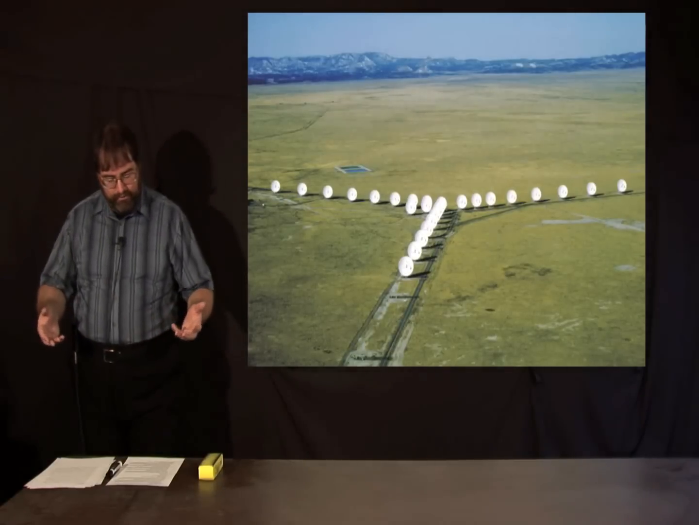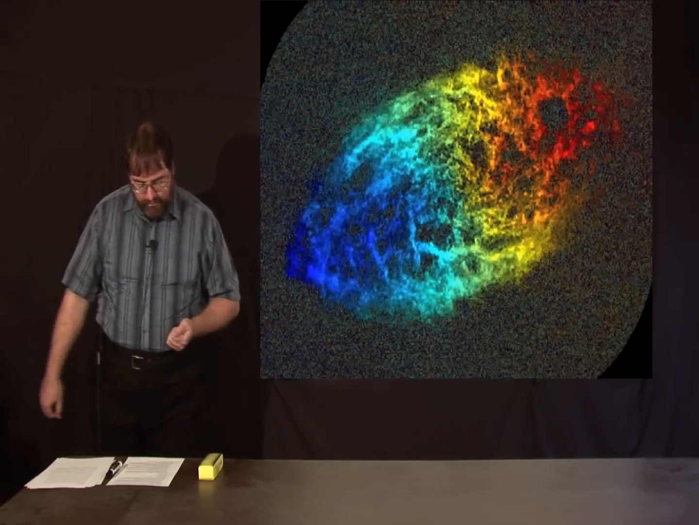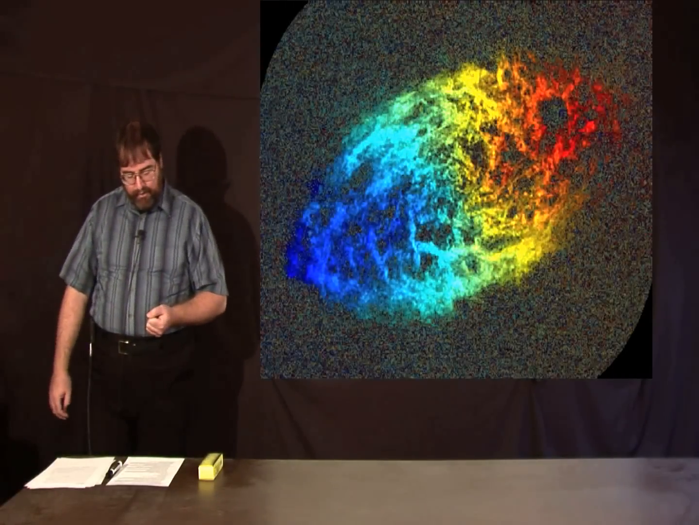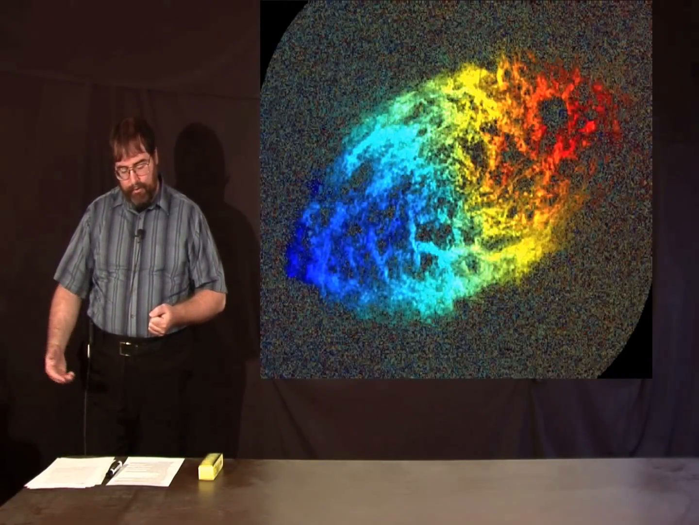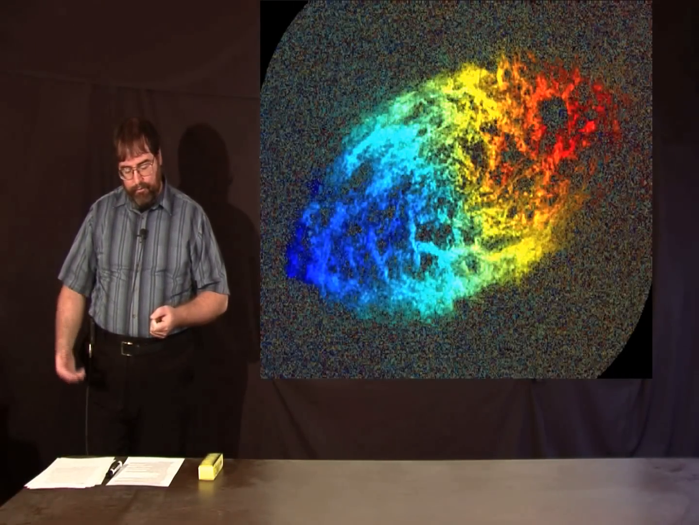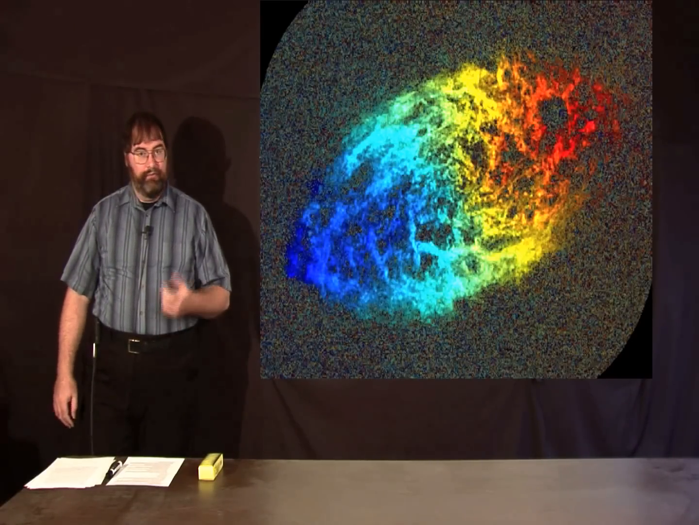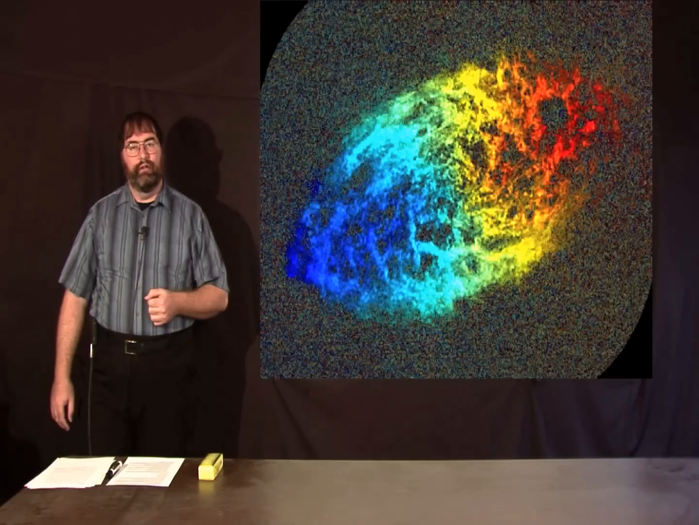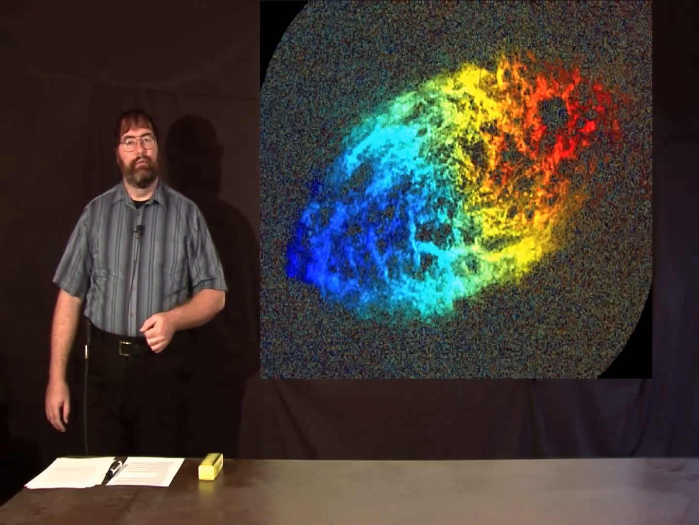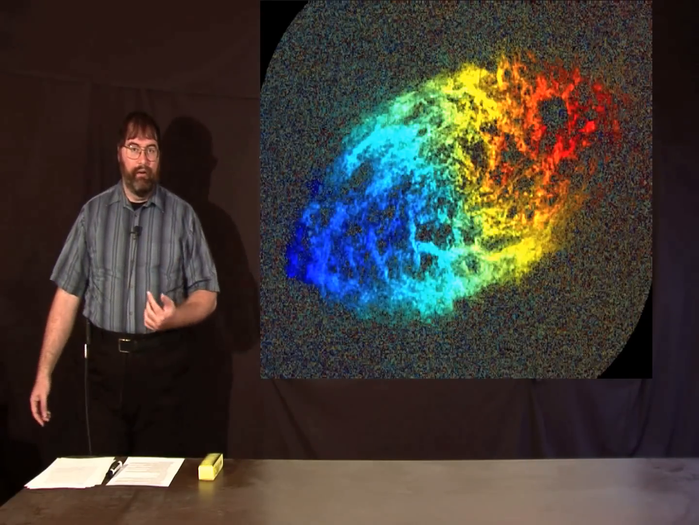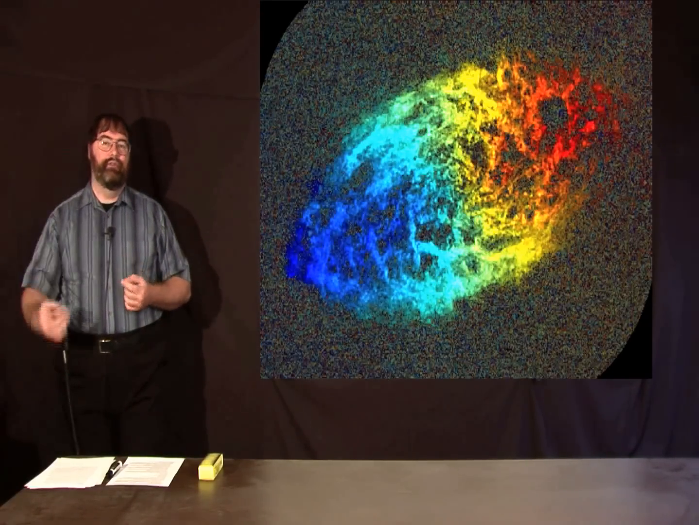Well, at the highest resolutions, you can do things like this image here, which is a radio image of the M33 galaxy. If you look at this false color on this image, it's showing Doppler shift. So this is a direct measure of the rotation of this galaxy. The red areas are moving towards you and the blue areas are moving away.